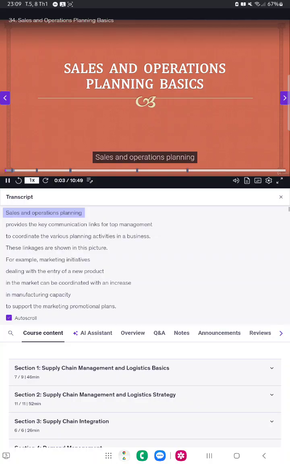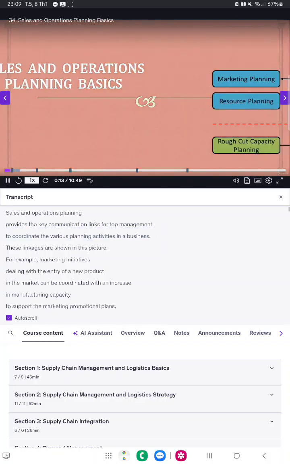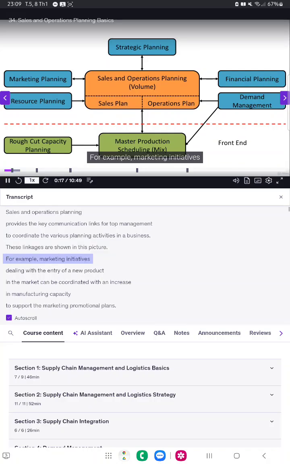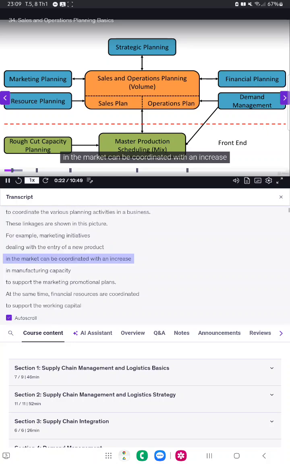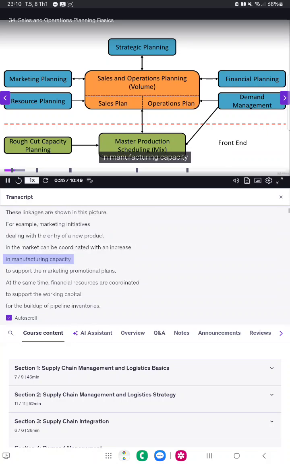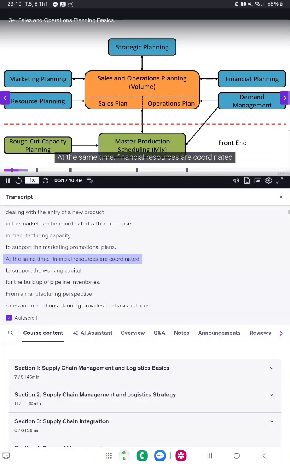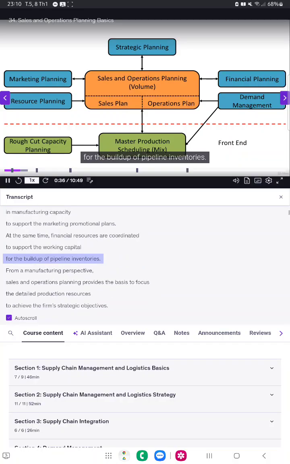Sales and operations planning provides the key communication links for top management to coordinate the various planning activities in a business. These linkages are shown in this picture. For example, marketing initiatives dealing with the entry of a new product in the market can be coordinated with an increase in manufacturing capacity to support the marketing promotional plans. At the same time, financial resources are coordinated to support the working capital for the buildup of pipeline inventories.